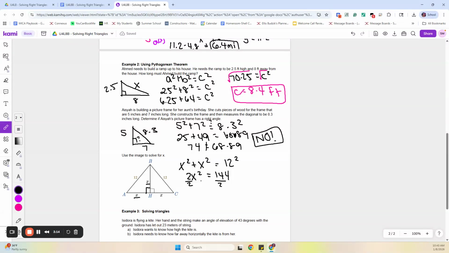We can divide by 2 to get that 2 away from the x. So that means we get 72 equals x squared. Square root to get rid of the squared. And then I'm left with the square root of 72, so I can actually break that down. 9 and 8 go into it, but actually there's something bigger. I could use 36 and 2, as 36 is a perfect square. And then the square root of 36 is 6, and I have the square root of 2 left over. So x equals 6 root 2.